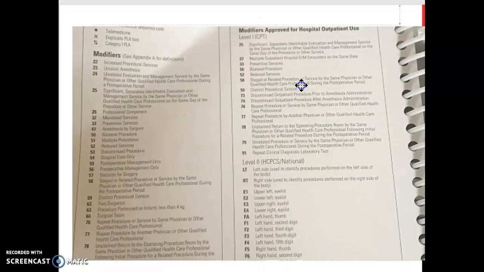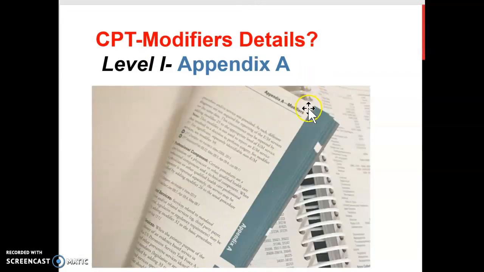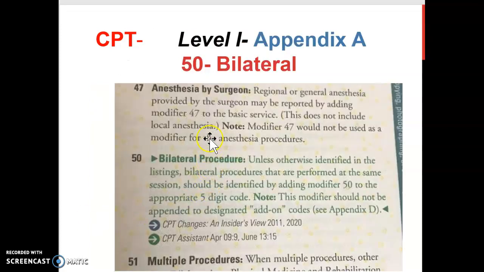These are also modifiers for your digits, the left and the right, and your fingers and digits in your feet have different modifiers, so make sure you glance into your front page to have a better understanding. If you want the details of each of these modifiers, you can go into Appendix A. This is the page color, and nowadays it's easier to find the page color. In Appendix A, you will see the details of all of these modifiers, such as 50 for bilateral. It gives you the details of why you would use a modifier 50.